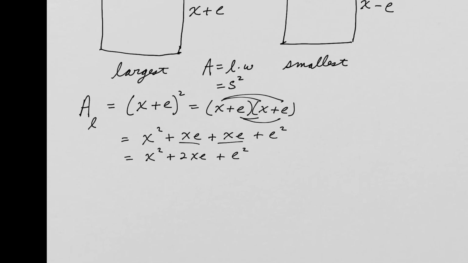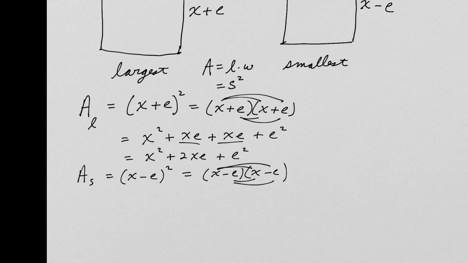Now, what about the smallest? Well, for the smallest, right, I'll call it AS for smallest, it's going to be (x minus e) squared, which I can write as (x minus e) times (x minus e). So if I multiply this out, and you can double check me here, I'm going to get x squared minus 2xe plus e squared.